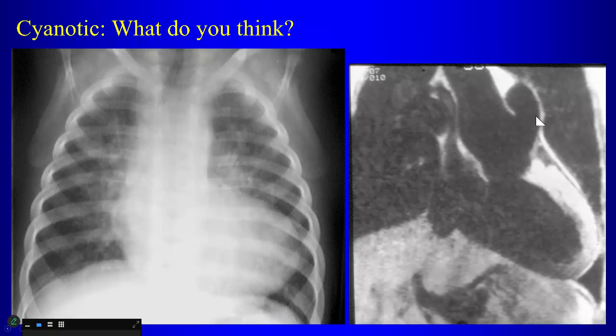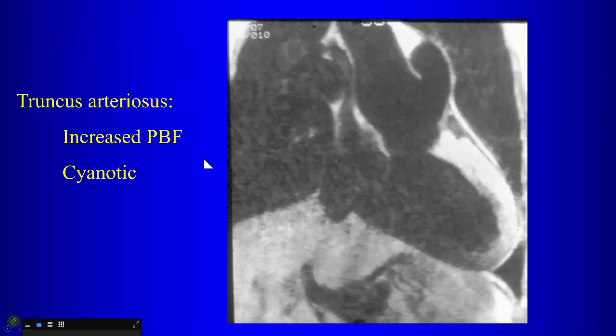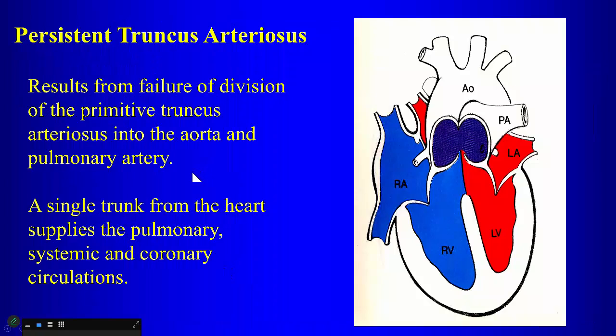And then the pulmonary artery comes off of that. That's truncus arteriosus. Okay? And if there's no pulmonic obstruction, they will have increased pulmonary blood flow. They will be cyanotic, persistent truncus arteriosus.